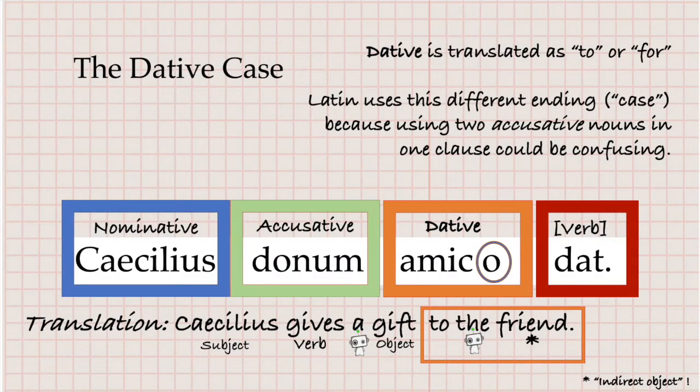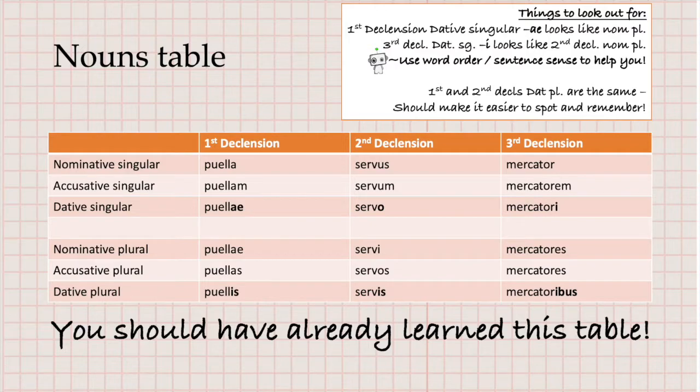So today's lesson is going to focus on a new usage of the dative case. A couple of lessons ago we encountered the dative for the first time, and we should hopefully remember that it is translated as to or for. So the example I've given you below is Caecilius gives the gift to the friend. Caecilius donum amico dat. We can't use two accusative nouns in the sentence because that would be confusing, so Latin requires the use of this separate case.